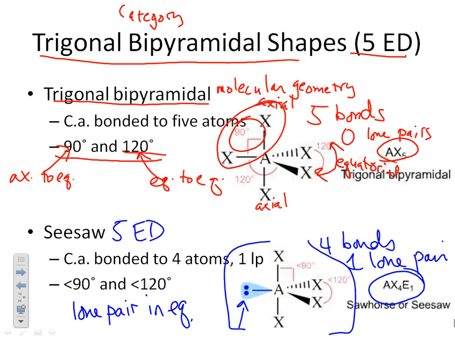If we put it in the axial position, it would only be 90 degrees away from other electrons, versus if we put it in equatorial, it'll be 90 degrees away from some electrons, but 120 degrees away from others. So we can get it a little bit further away by specifically putting it in that location. So our bond angles are less than 90 and less than 120 degrees. Again, the less than is coming from the additional repulsion from the lone pair.